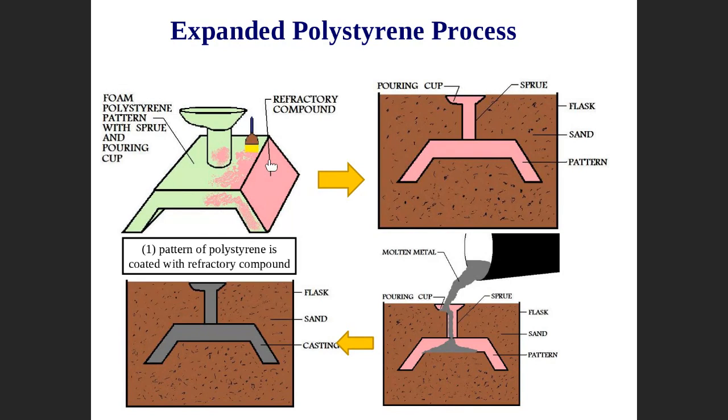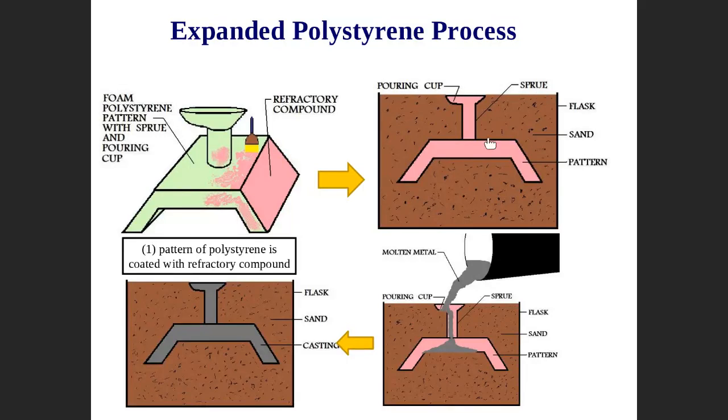And then you bring this one and you coat all the pattern surface with refractory material. So it will be totally coated with this one and you keep it in an environment for a while until it dries. Dry means it becomes somewhat solid. And then you bring this foam and you put it in a box.